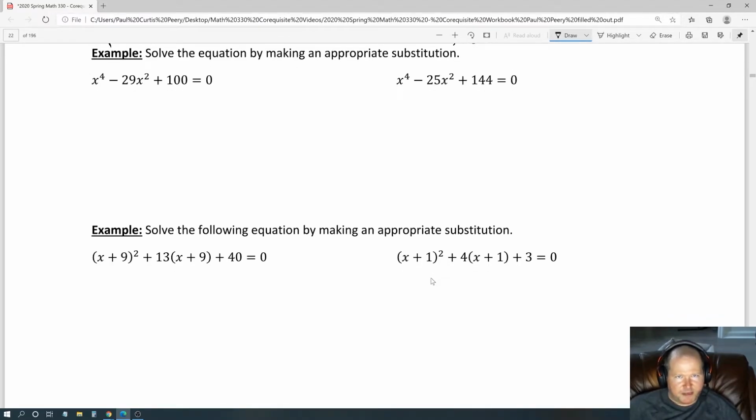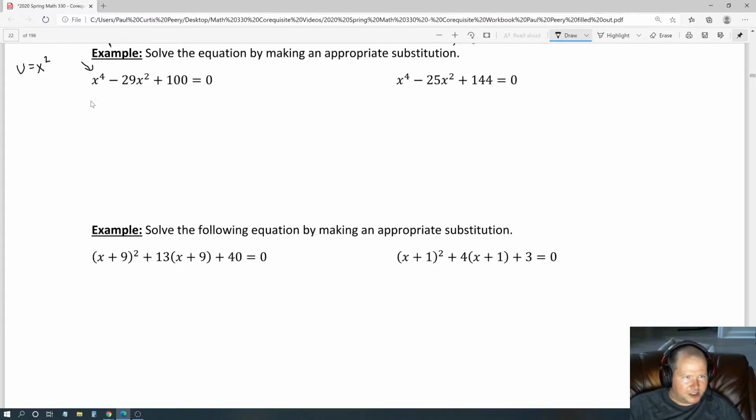Okay, solve the equation by making an appropriate substitution. Now, technically this is a fourth degree polynomial, but what we could do, for instance, is say, well, what if u is equal to x squared?